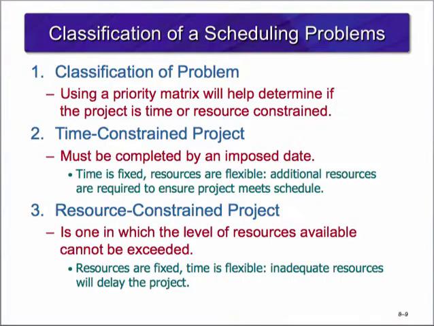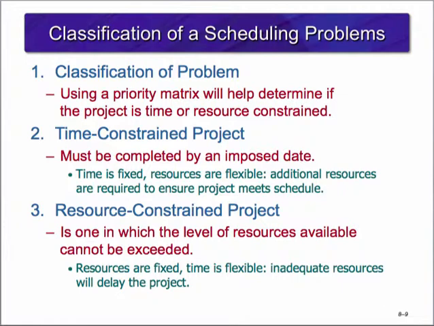Most scheduling methods available today require the project manager to state whether the project is either time-constrained or resource-constrained. If you're the project manager, you'll need to consult your priority matrix to determine which case fits your project. One simple test is to ask, if the critical path is delayed, will resources be added to get back on schedule? If the answer is yes, assume the project is time-constrained. If the answer is no, assume the project is resource-constrained.